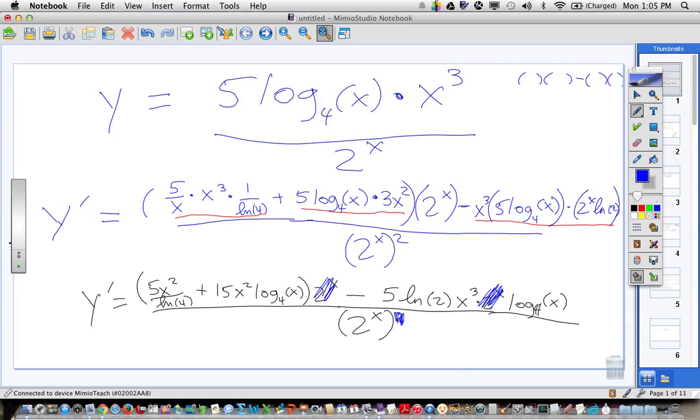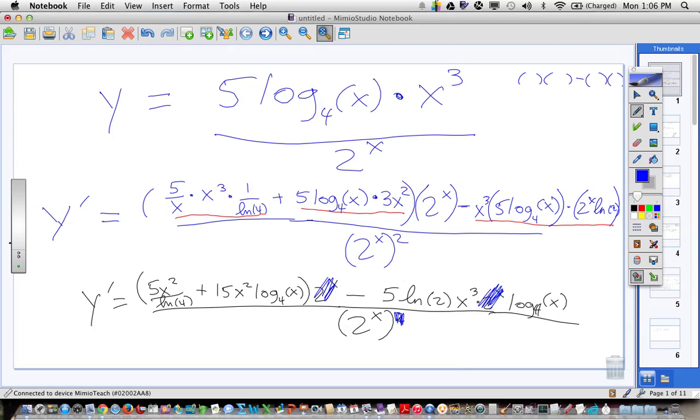Well, the first thing you got to do is the derivative of the top. Well, that's going to be a mess. That's going to be a product rule. So I put a great big set of parentheses here and did that product rule. Now, what's a log derivative? Well, that's one of the rules we got to know, right? The 5 would just hang out there, but this is 1 over x. So I went ahead and put the 5 with it, 5 over x, times 1 over ln 4, right?